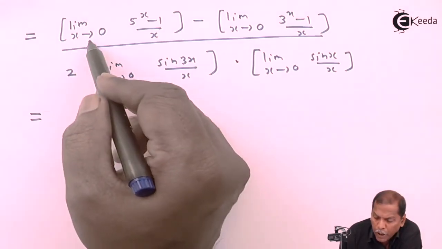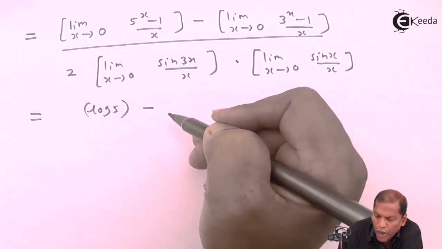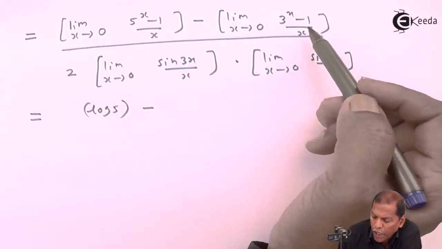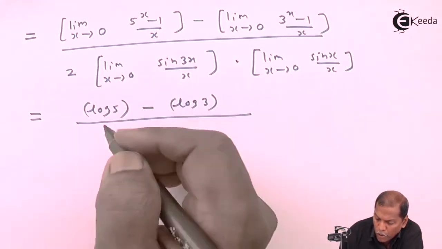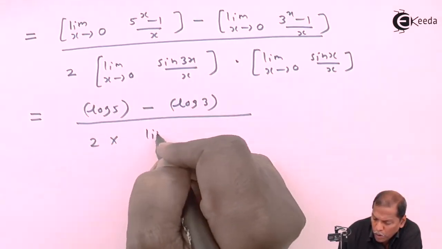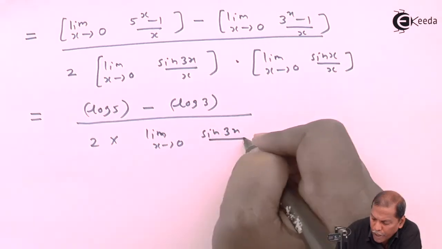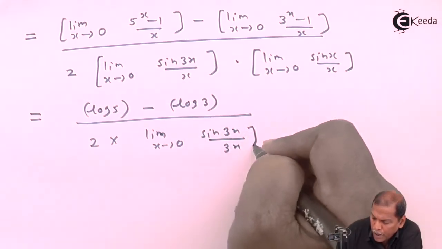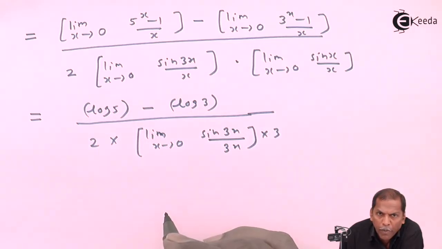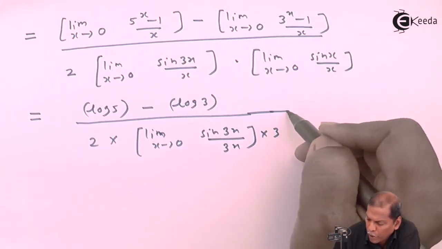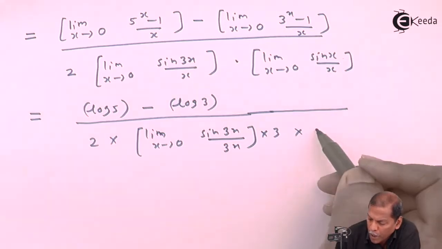is equal to, now limit x tends to 0, 5 raised x minus 1 upon x, by using the rule gives answer log 5, minus limit x tends to 0, 3 raised x minus 1 upon x, that gives log 3, upon 2 into, now limit x tends to 0, sine of 3x, so we write upon 3x and into 3. So here in the denominator we multiply numerator and denominator by 3 to get the rule, and into limit x tends to 0, sine x upon x, that gives answer 1.